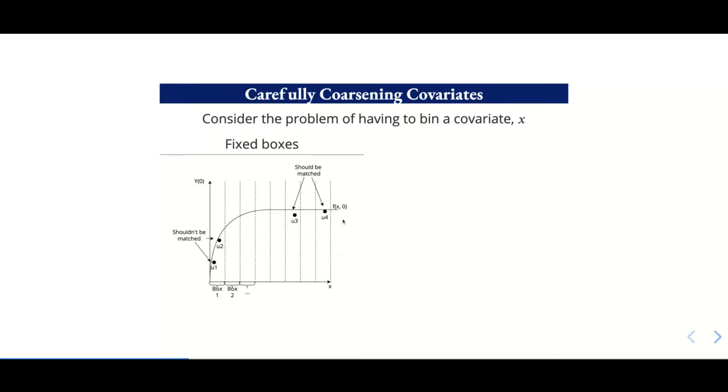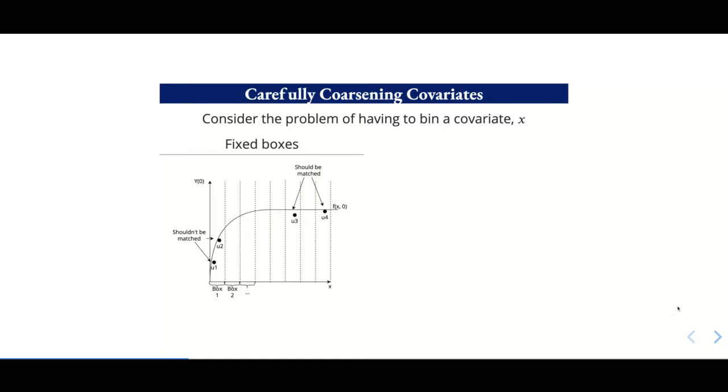But you also get the opposite problem in the further to the right area of the x space, because now you have units that are further away in terms of x, but in this part of the covariate space, y varies very little, and so you can match them together and you're going to get people that look similar in terms of outcomes.